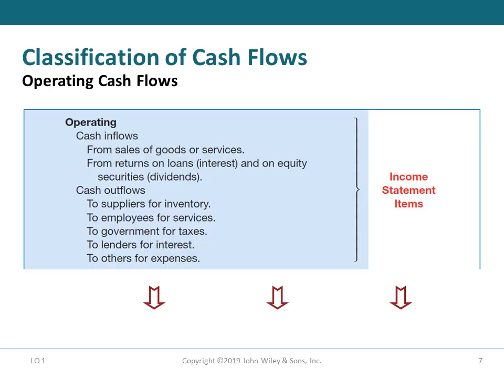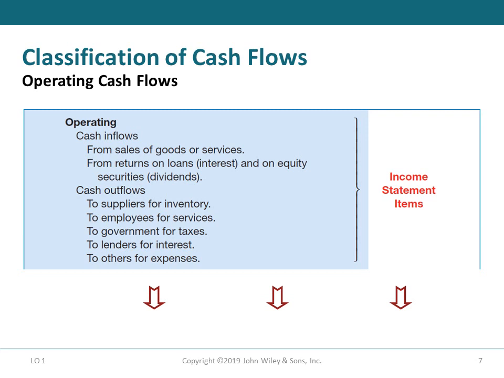Here we show the first category, which is income statement items covered by operating activities, and we have two sources of cash effects. The first source is cash inflows. The second is cash outflows. In cash inflows, you can see cash collections from sales of goods and services, and from return on loans, only interest received, and return on equity securities, dividends received by the firm. They are the two major sources of operating cash inflow.